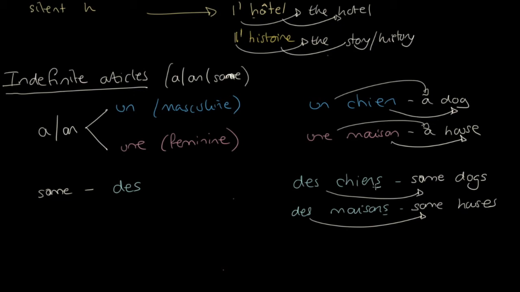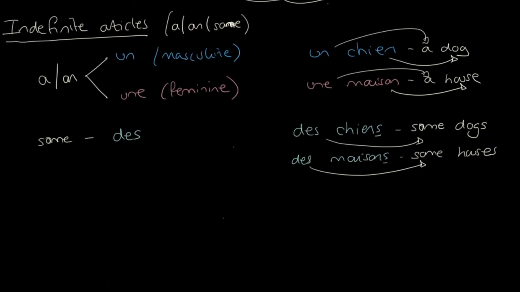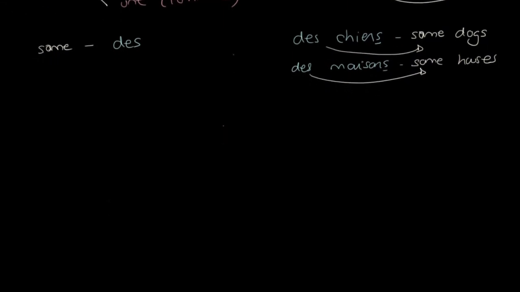You can see here it doesn't matter. We know chien is masculine, we know maison is feminine, but because we're in the plural form, we just use the word some, which is des. That doesn't change. Okay, let's have a little bit of a recap then. This can be quite tricky and quite confusing to get our heads around sometimes. So let's have a little bit of a recap then of what I've said so far.